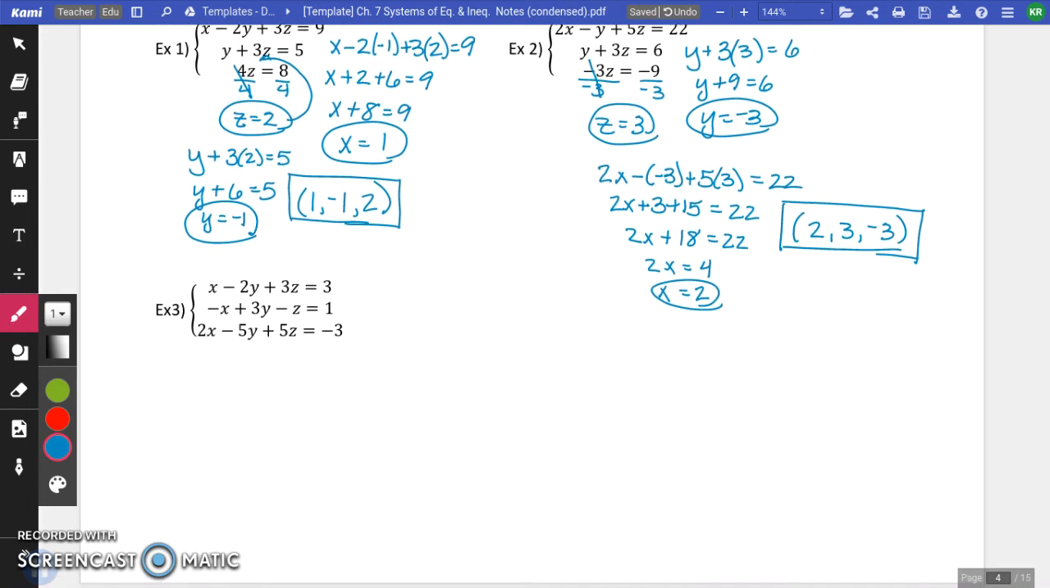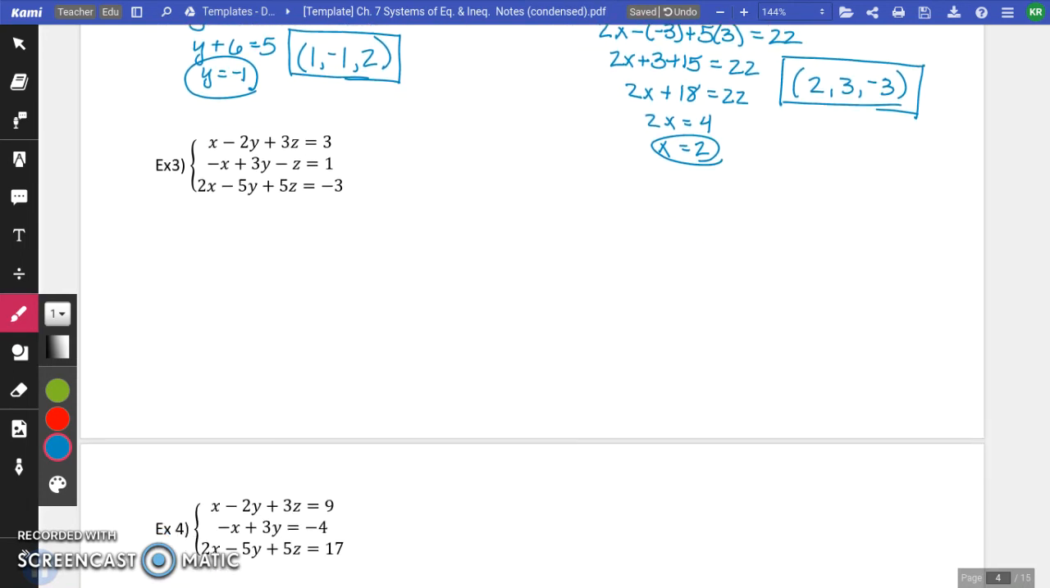Okay, so now example 3. Well, what if my system's not in reduced form? Okay, so we're going to have to turn it into that reduced form so that we can substitute back and find our ordered triple like we just did. All right, so the first thing you're going to do is decide if you want to get rid of x's, y's, or the z's.